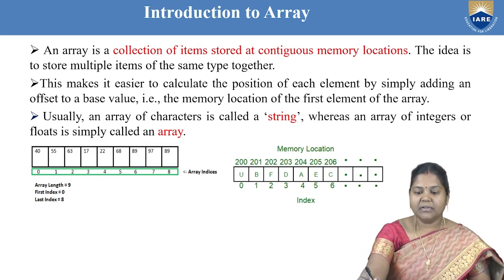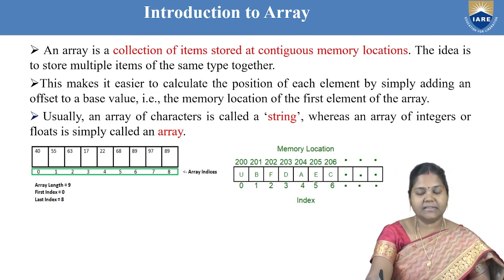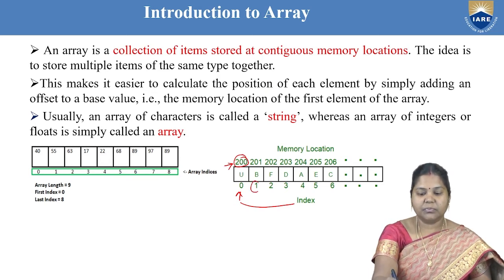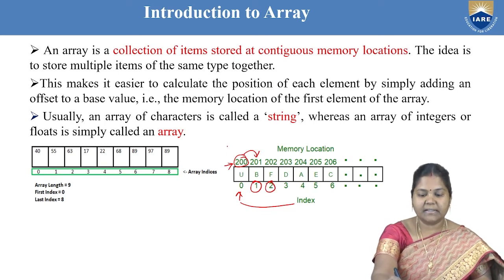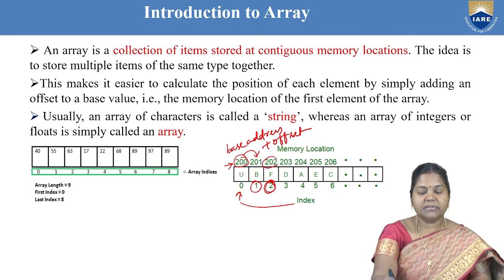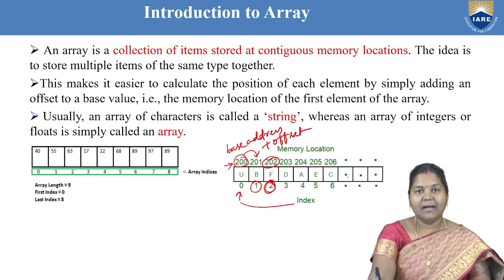Now let us go for this example. Suppose here we have stored some characters U, B, F, D, and so on, and these are known as the index values. And this is known as the address. So if you know the address of the first element, then you just add the offset value as 1, and the address of the next element is 201. Then the offset value is 2 from the base address. This is your base address, plus the offset you have to add. So this is the address of the next element. Like that, the memory address of each element can be identified.